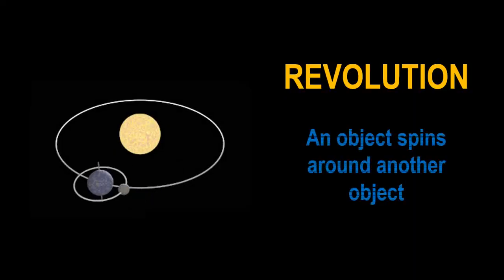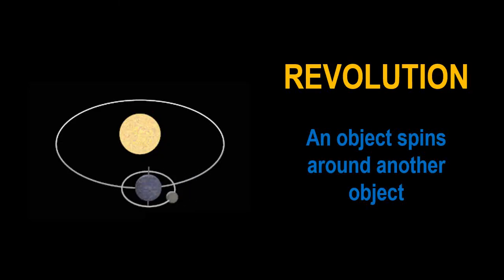Moving on to revolution, that's when one object spins around another object. All the planets in our solar system revolve around the sun, and all the planets in our solar system have moons revolving around them, except for Mercury and Venus, because they don't have moons.